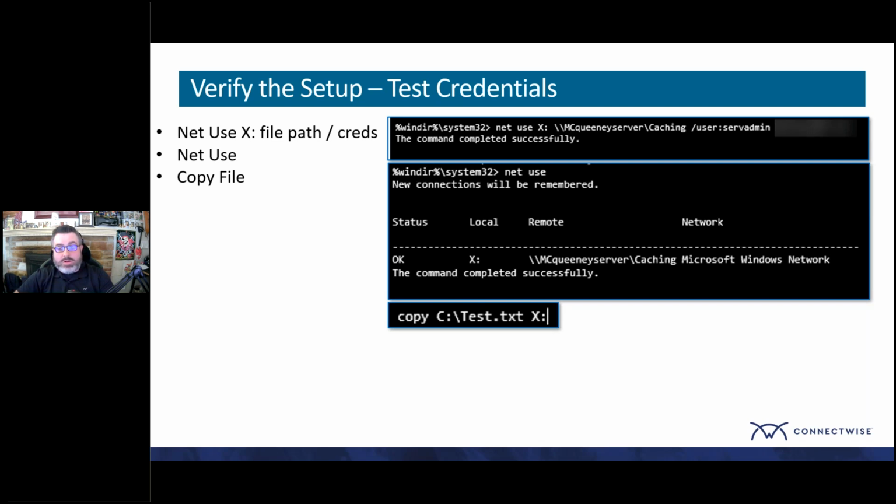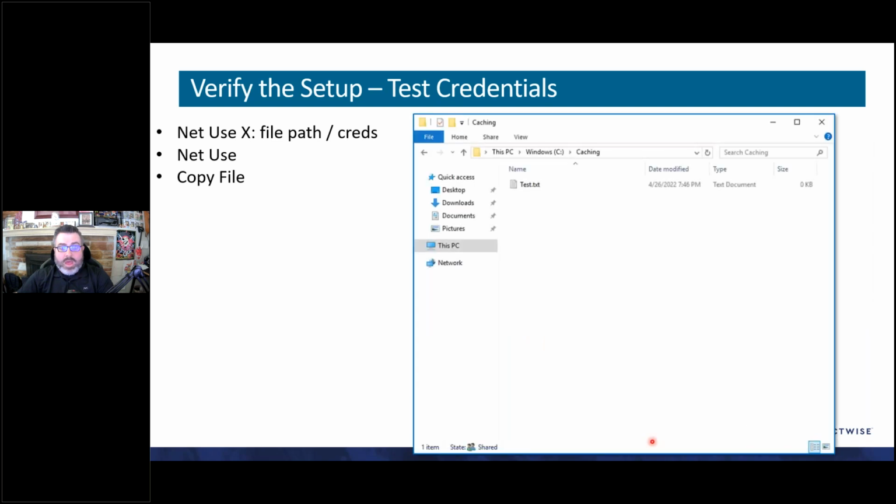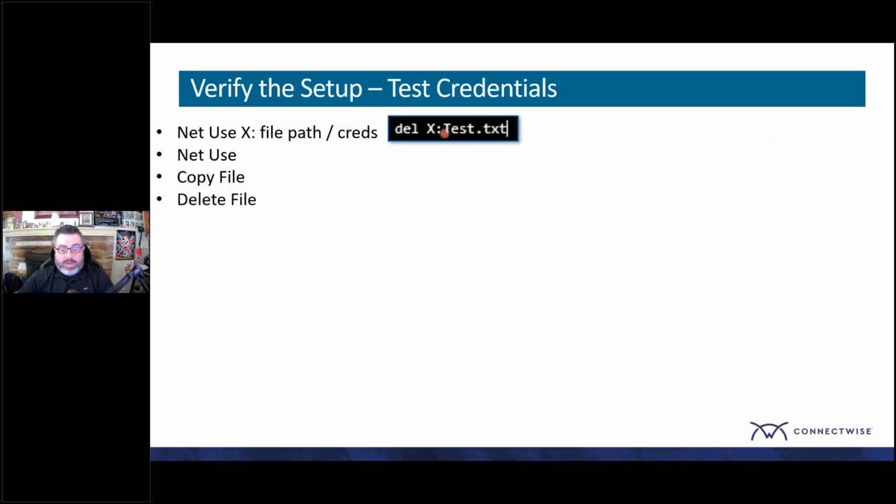So we have to be sure that we can first copy the file, and I do that by doing a very simple test.txt file, moving it over to the X drive in this case. And then I went to the caching location itself and verified on that machine that the test.txt file is there. Now to make sure the agent can delete those temporary files, I'll go ahead and delete that file out of the X drive, still on the same agent.